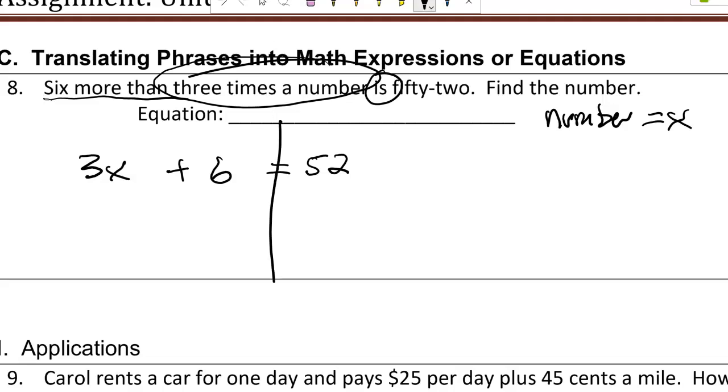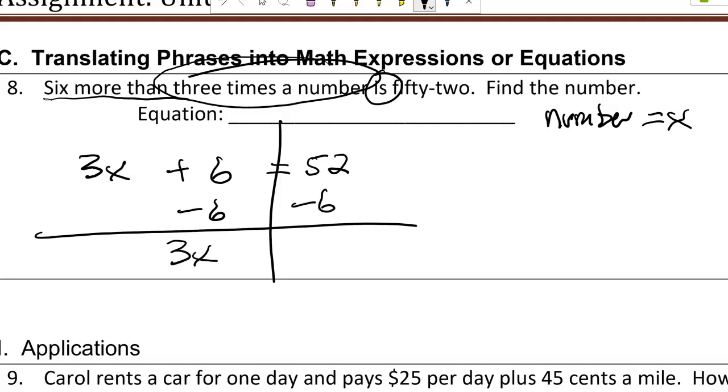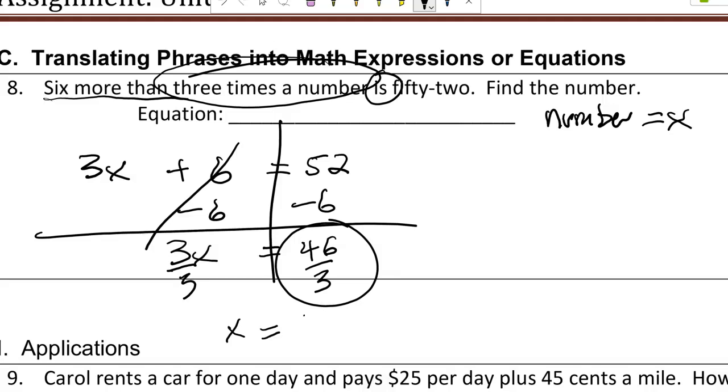Should be easy. Let's get rid of the 6 first. That leaves us with, what have we got? 3x, because they cancel, is, yikes, what is that, 44? No, it's 46, isn't it? And then we just divide by 3, and that is our answer. I think that's as simplified as that number gets. 46 divided by 3. Number 9.